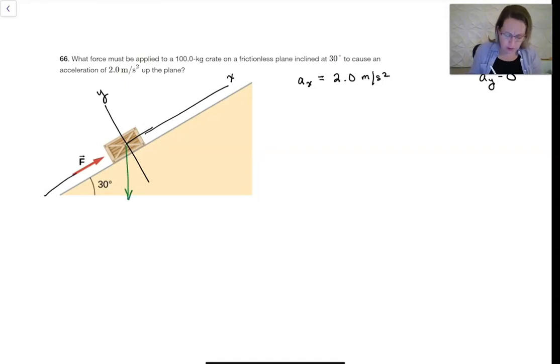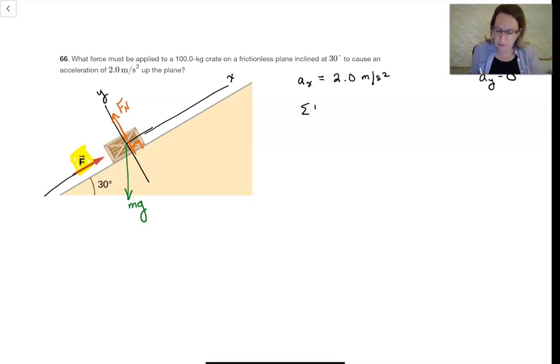So here's my weight force. My normal force is not pointing opposite this. Remember, normal is perpendicular to the surface, so the normal force is going to be perpendicular to the surface. So it's got to be set up like that. And then we have this other force, which is what our unknown is. So this right here is our unknown that we're trying to find. And so we're going to set this up and find the components again, just like we've done before.